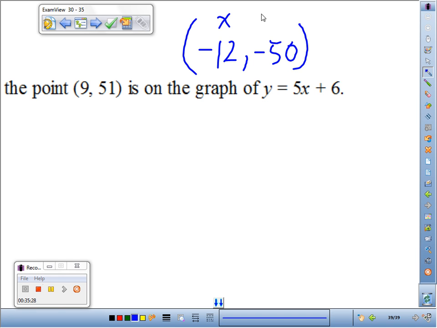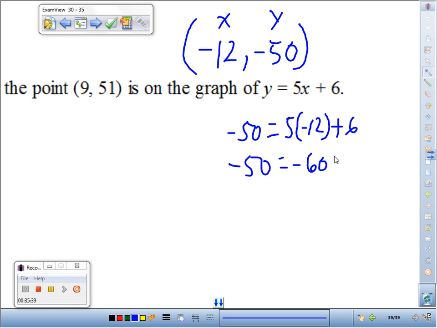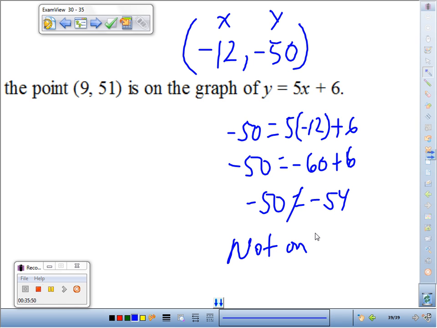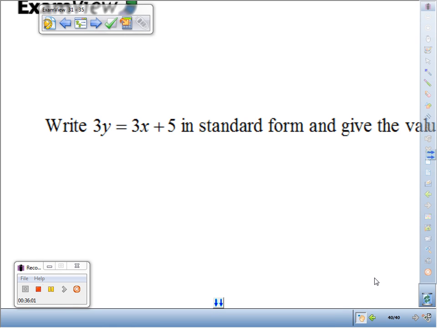Okay, let's see. X, Y, so this is negative 50 equals 5 times negative 12 plus 6. Negative 50 equals negative 60 plus 6. Negative 50 equals negative 54. Is this true? No, so therefore this is not on the graph. Everybody understand? Okay, let's move on. Number 31.